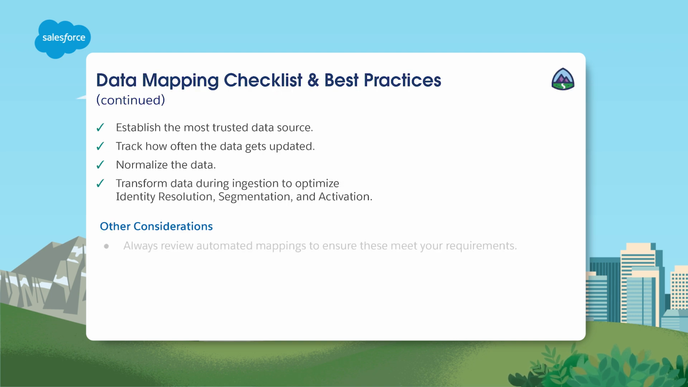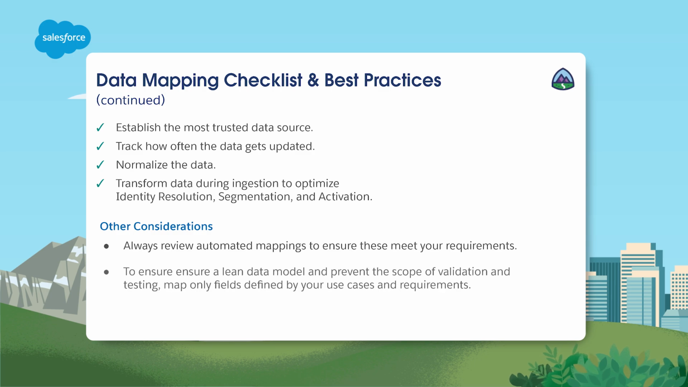When data mapping, always review automated mappings to ensure that they meet your requirements to support a lean data model and limit the scope of validation and testing. You really only want to map fields defined by your use cases and requirements. Now let's zoom in on data mapping best practices that support ethics, privacy, and consent.